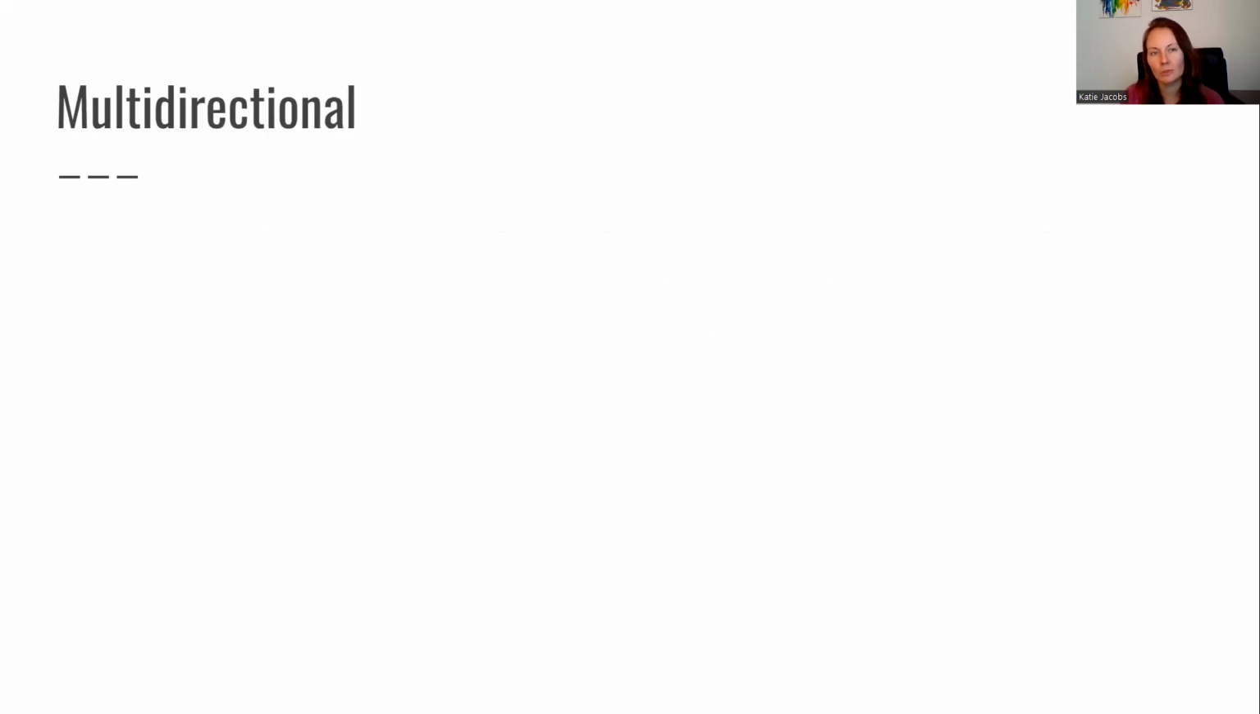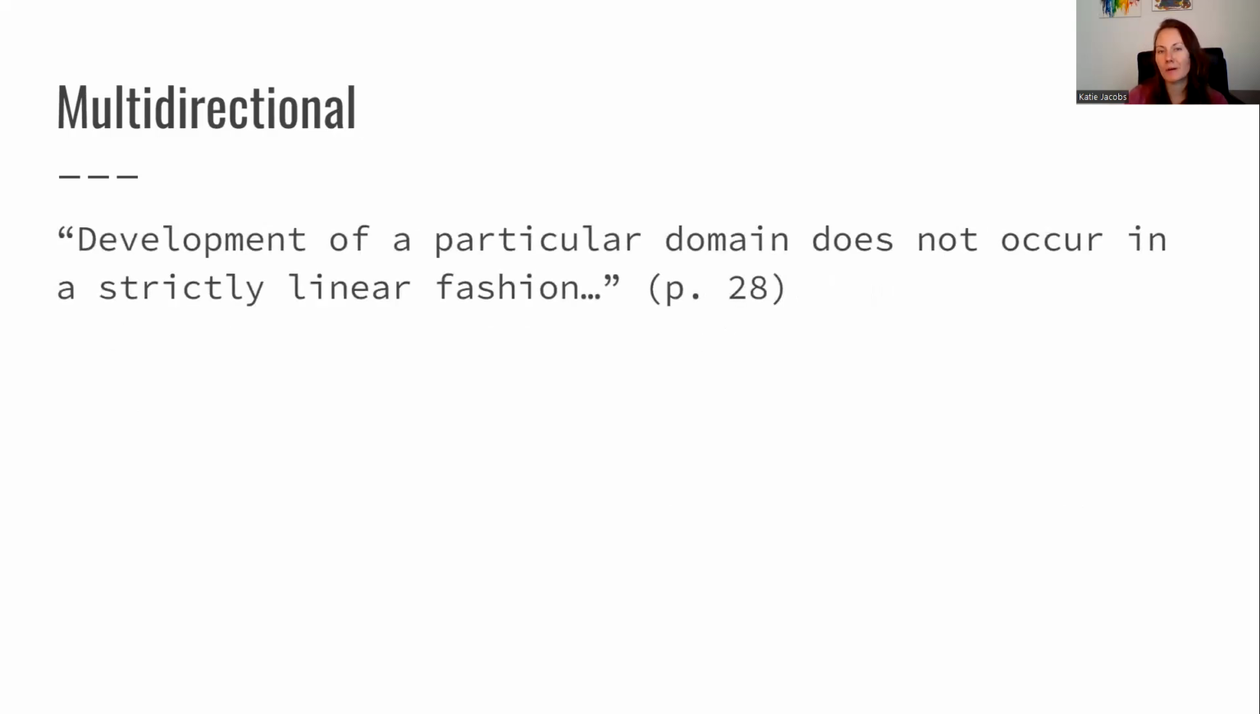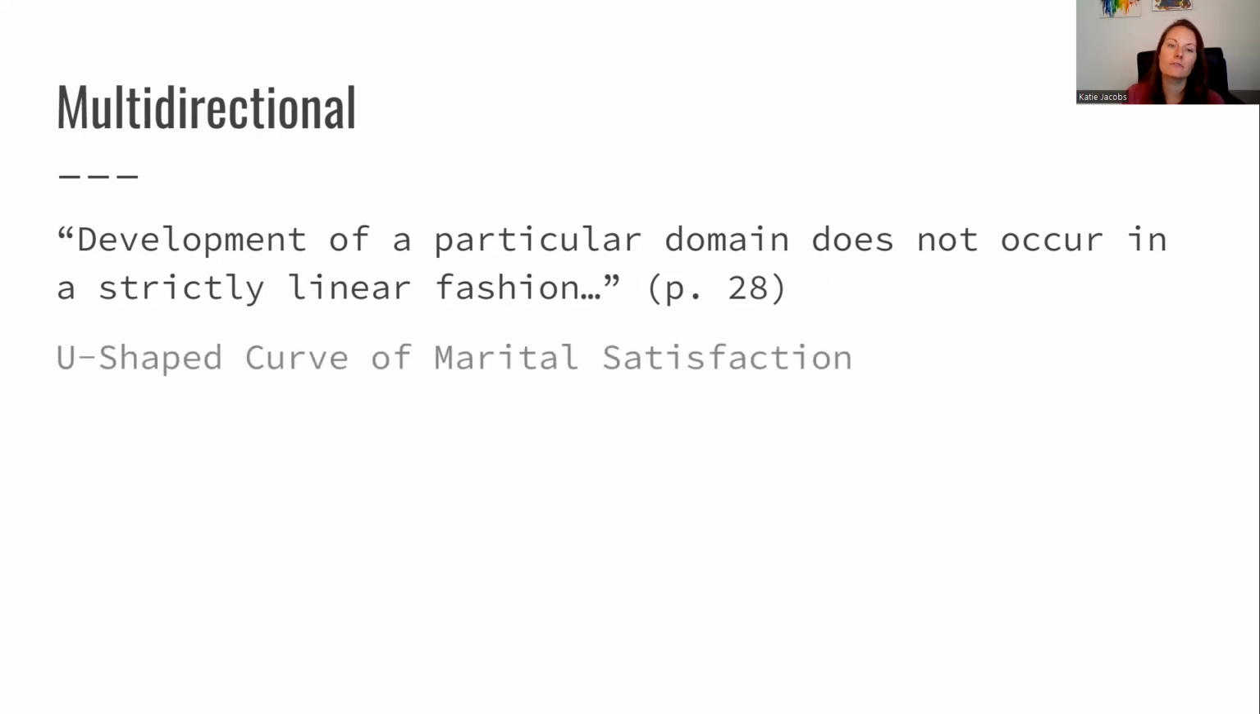It's also multidirectional. So development of a particular domain does not occur in a strictly linear fashion. Sometimes things follow a fairly straightforward linear way, but it doesn't always. For example, we'll learn about a theory called the U-shaped curve of marital satisfaction. When they did this research, they found that when people get married and go on their honeymoon, that's their absolute happiness. As they've been married in Western societies, the happiness falls.